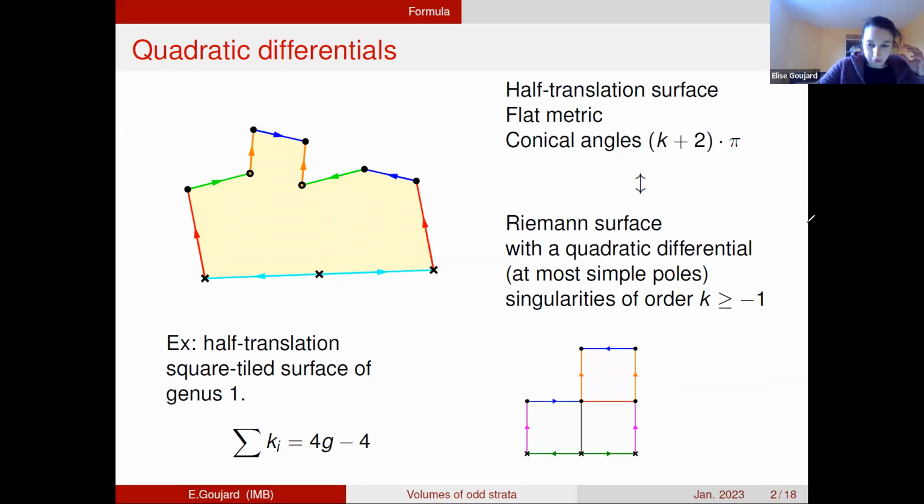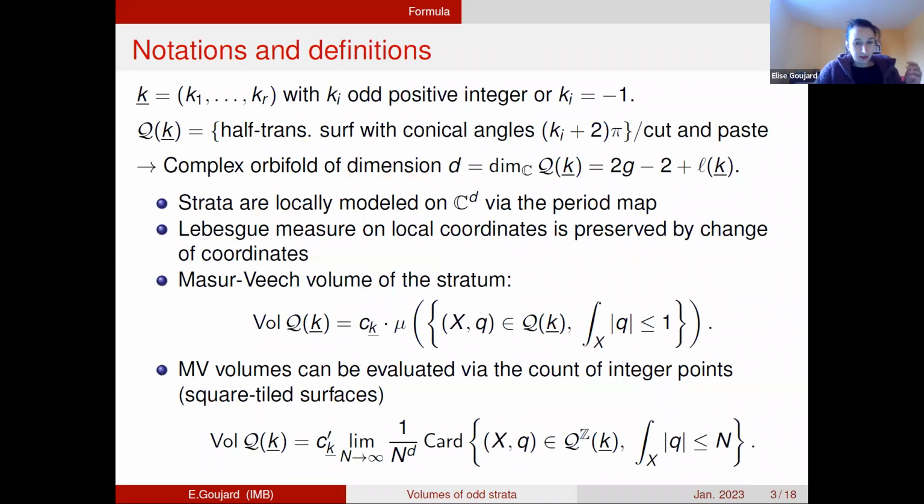Then let me introduce some notation. All right. So now I consider only odd singularities. So k is a vector of integers k_i that are odd and positive. They are also allowed to be equal to -1. They are the singularity orders of the quadratic differentials that I will consider. And then I consider the stratum of all half translation surfaces with this kind of conical angles. Or if you prefer, the stratum of quadratic differentials with these singularity orders.